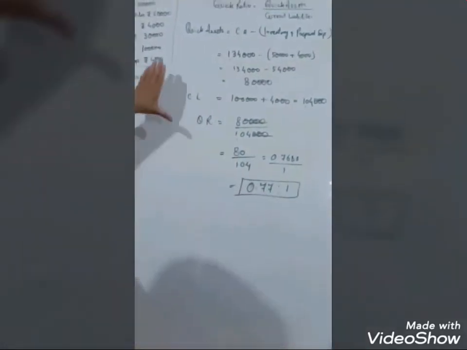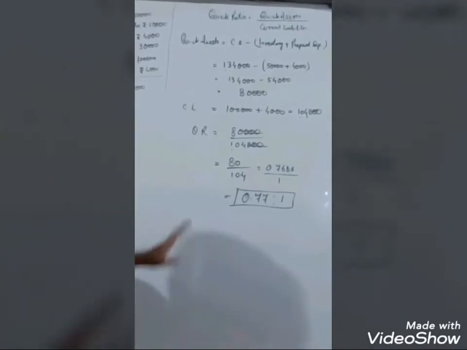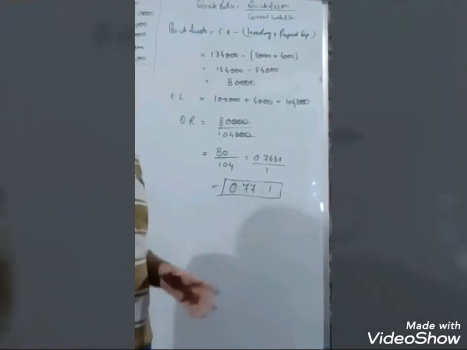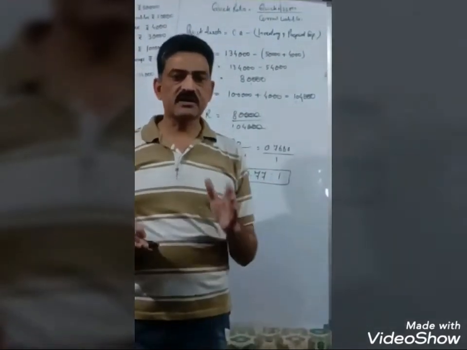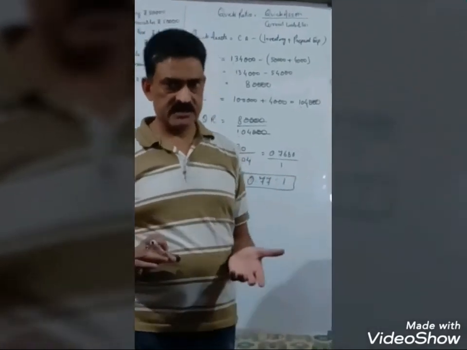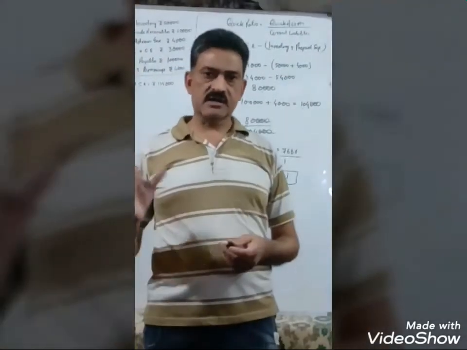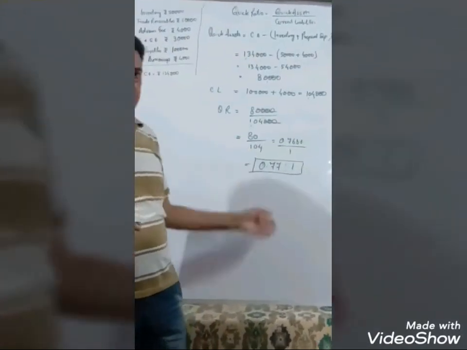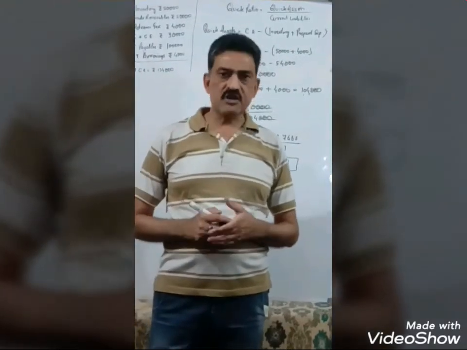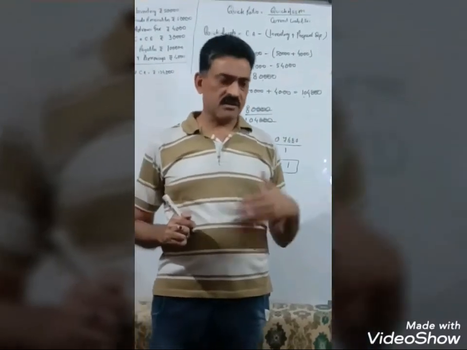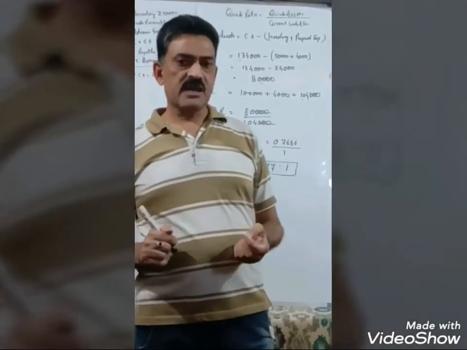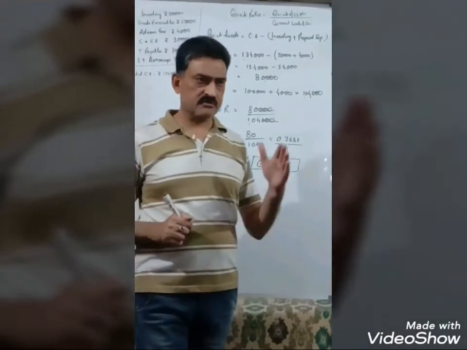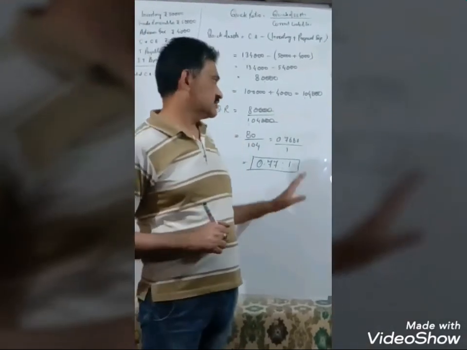Now as per the information given in this question, the quick ratio is 0.77 ratio 1. The standard ratio is 1:1. That means our quick assets must be equal to current liabilities. If the ratio is higher, that means the firm is more solvent in order to pay its current liabilities, or say short-term liabilities. And if the ratio is lesser, that means the firm is not financially sound to meet its short-term obligations. This is the quick ratio.